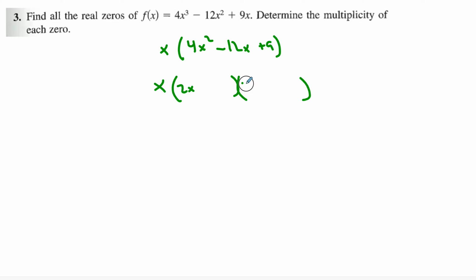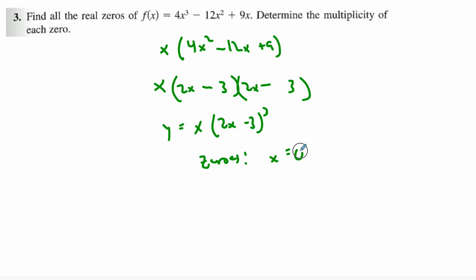Let's go with 2x and 2x. And if I got 9, let's go with 3 and 3. Because 2 times 3 is 6, 2 times 3 is also 6. And when I make them both negative, that means I'm looking at a cubic, right? That's a cubic. That has a zero. Zeros are x equals 0, and that's multiplicity 1, it's only happening once, and x equals 3/2, multiplicity 2.